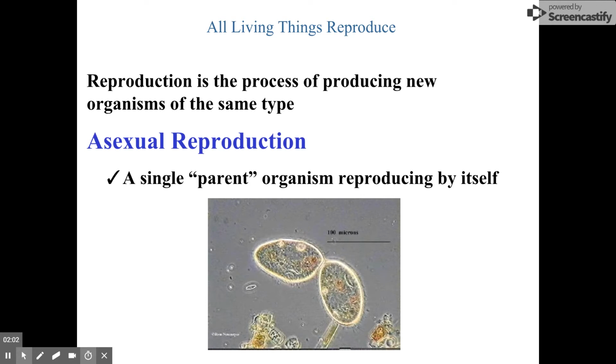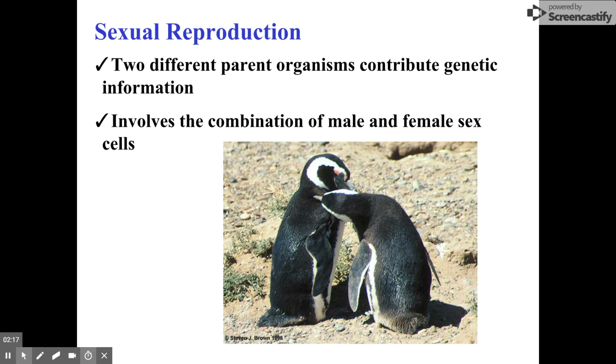Asexual reproduction is when we have one parent that makes an identical copy of itself. In bacteria, we call this binary fission. In different types of asexual organisms, we call this budding. But we'll learn about each of those as we go through a unit this year.